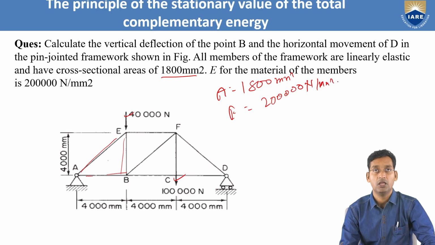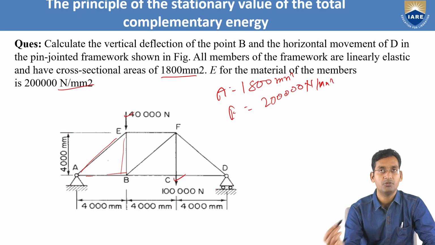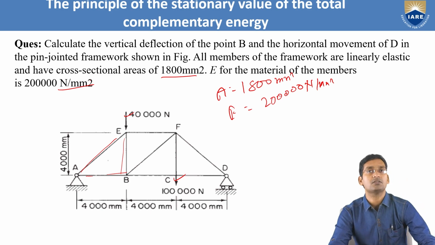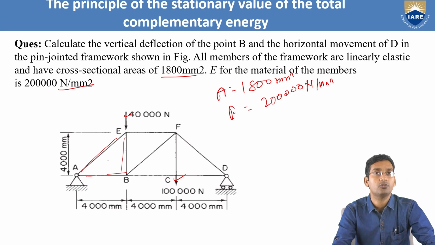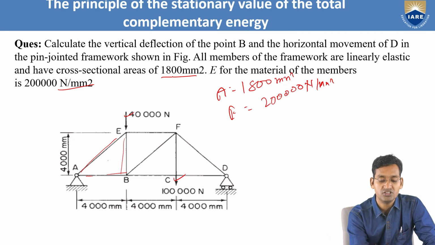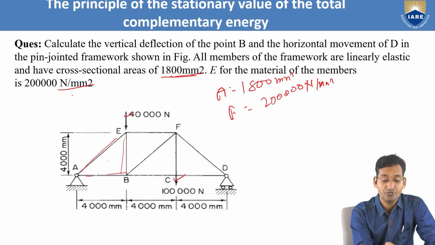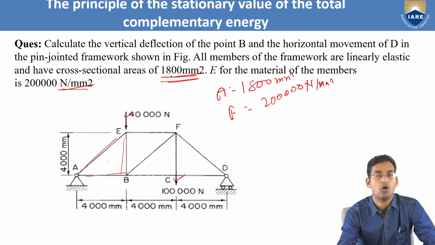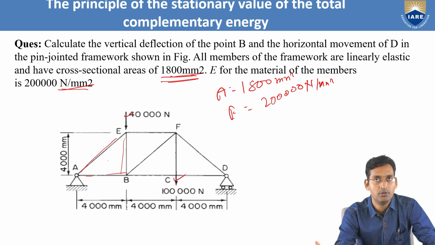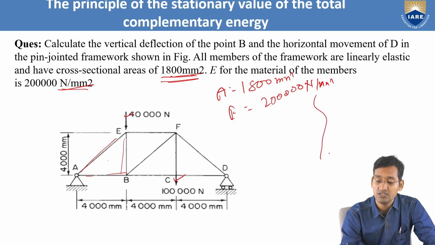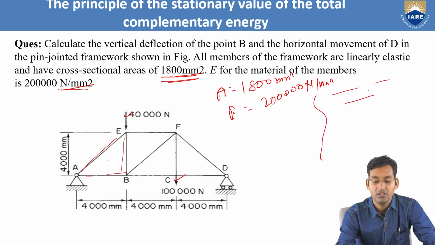So see, one more thing. Suppose instead of Newton per mm square, they may sometimes give gigapascal or Newton per meter square, a different unit. That means you have to convert to the same unit. Why? Because this value is given in terms of mm. Or else, if this is in meter, then convert this into meter. So all must have the same unit. While solving the problem, that's why I told you to first write all the given data. Here you can easily identify whether they are in the same unit or not.